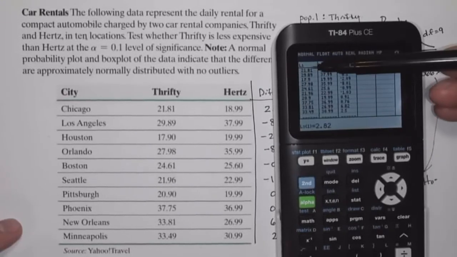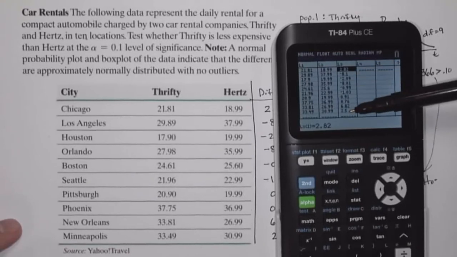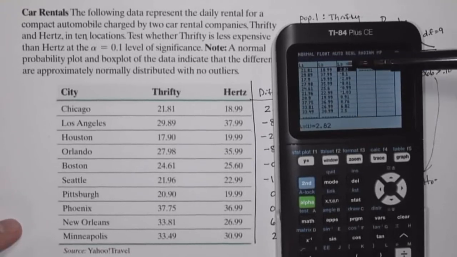So in other words, if I take Thrifty minus Hertz, then for this first row, Thrifty was $2.82 more expensive than Hertz. That was for the city of Chicago. And then for the second row, Thrifty was $8.10 cheaper there, and that was for the city of Los Angeles, and so on. So we have the differences here in List 3.